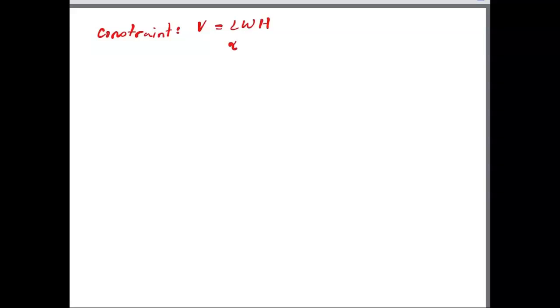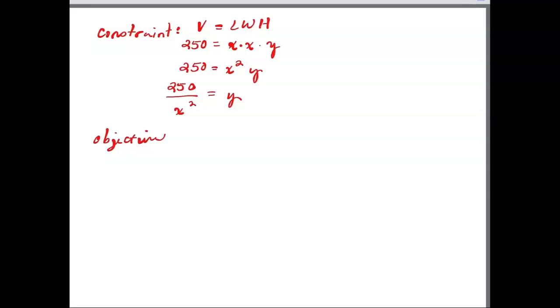So for our constraint, okay, we are constrained by the volume. So that's simply length times width times height. By our diagram, we have the length, width, and height given by x and y. The volume is given to be 250, and so 250 equals x squared y. Okay, we're going to have to solve that for one of the variables to perform our substitution. So y equals 250 divided by x squared.